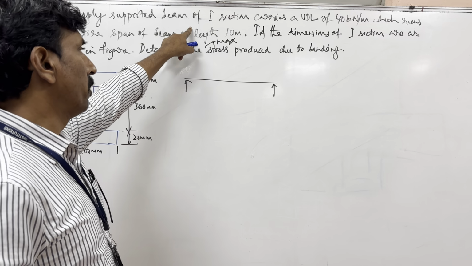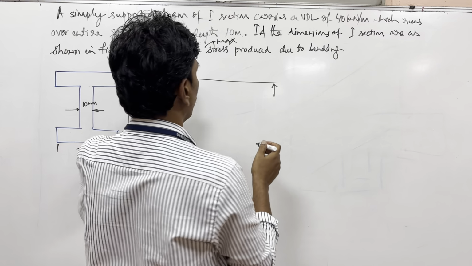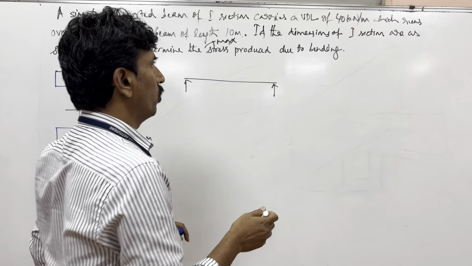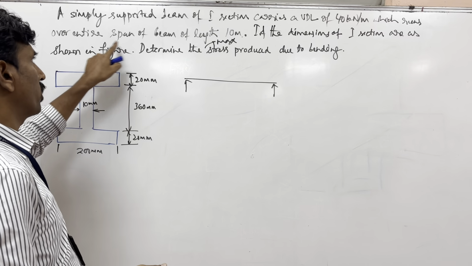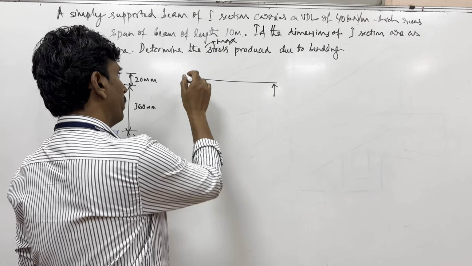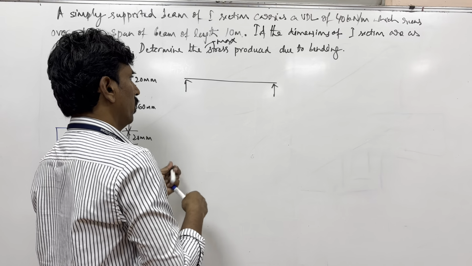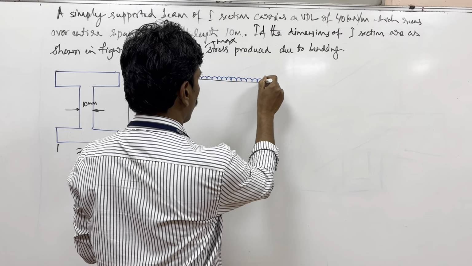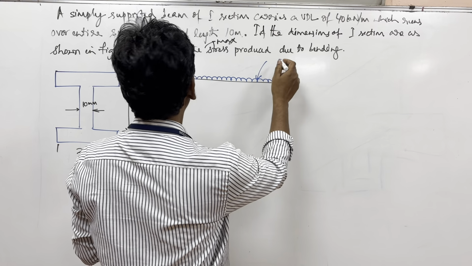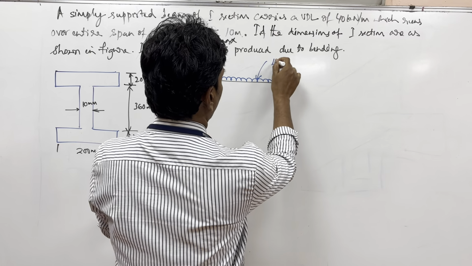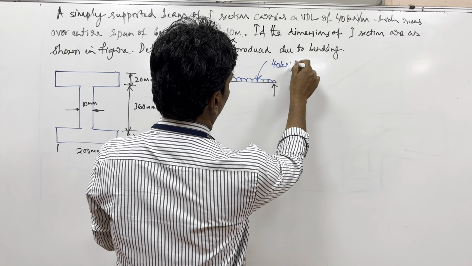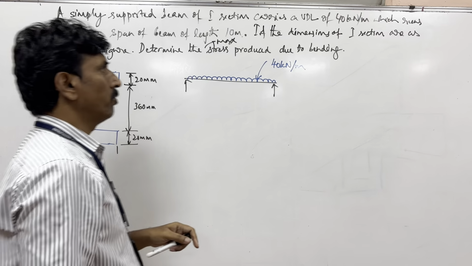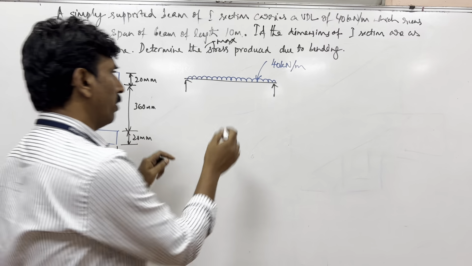A simply supported beam of I section, which is shown here, carries a UDL of 40 kilonewton per meter, which runs through the entire span of the beam. So that means there is a UDL acting throughout the entire beam, and that is equal to 40 kilonewtons of load for every meter of the beam. And this beam is of 10 meters length.